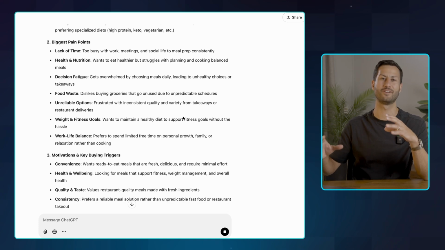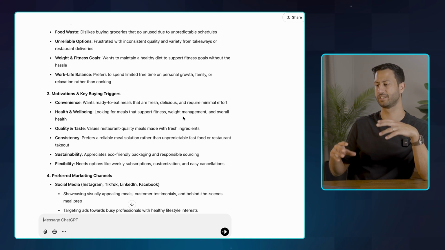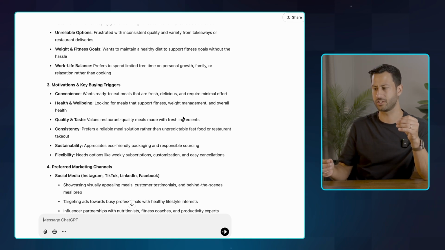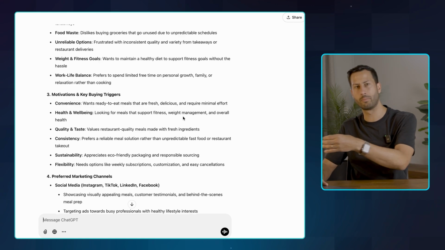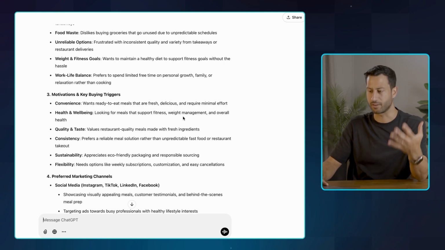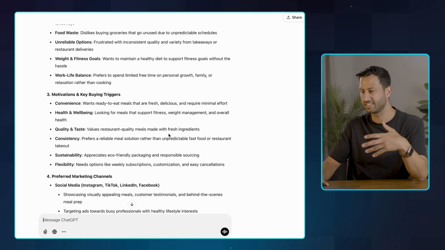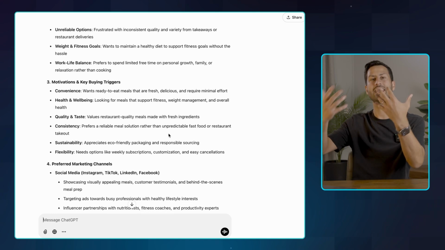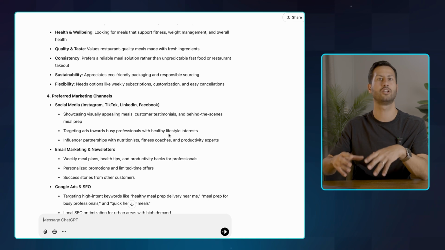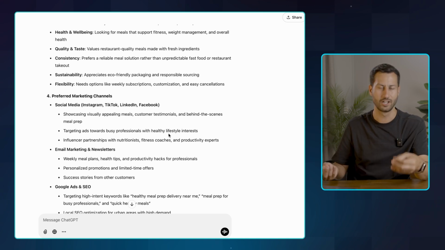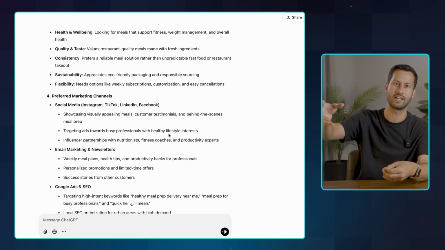So now we've been given the pain points of these customers, we're even able to look at the motivations and the key buying triggers of those individual customers. So for our meal prep delivery service, it might be the convenience, the taste, the quality, the health and the well-being, and then we can feed all of this information into the preferred marketing channels, and also we can then attach this to the marketing plan that we'll create in the previous prompt.